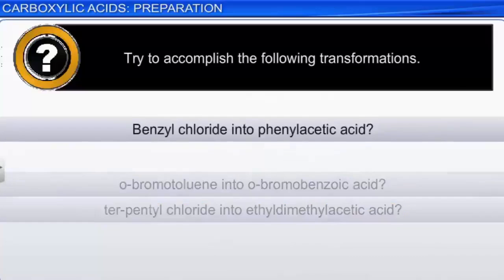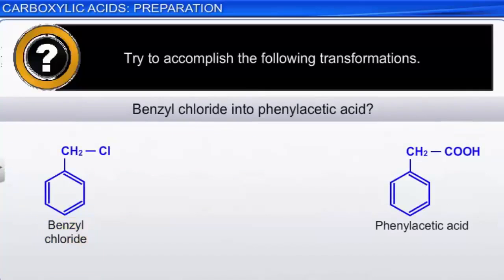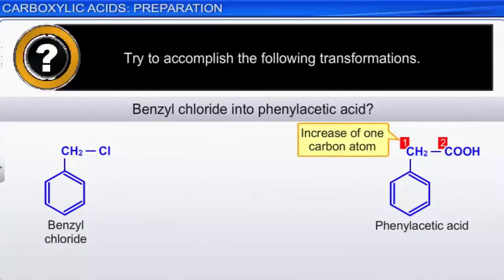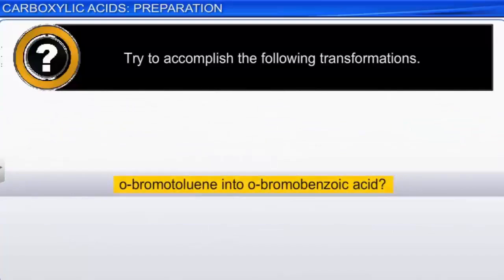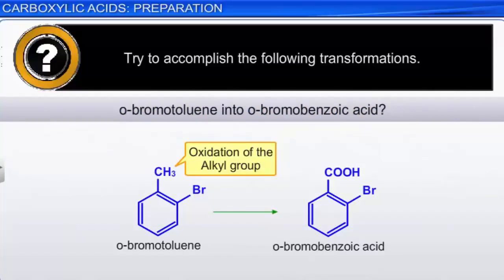The conversion of benzyl chloride into phenyl acetic acid involves an increase of one carbon atom. The conversion can be achieved by first treating benzyl chloride with sodium cyanide to yield phenyl acetonitrile, followed by hydrolysis with aqueous acid. The second is a simple reaction of oxidation of the alkyl group. This can be achieved by the oxidation of orthobromotoluene in the presence of alkaline potassium permanganate.